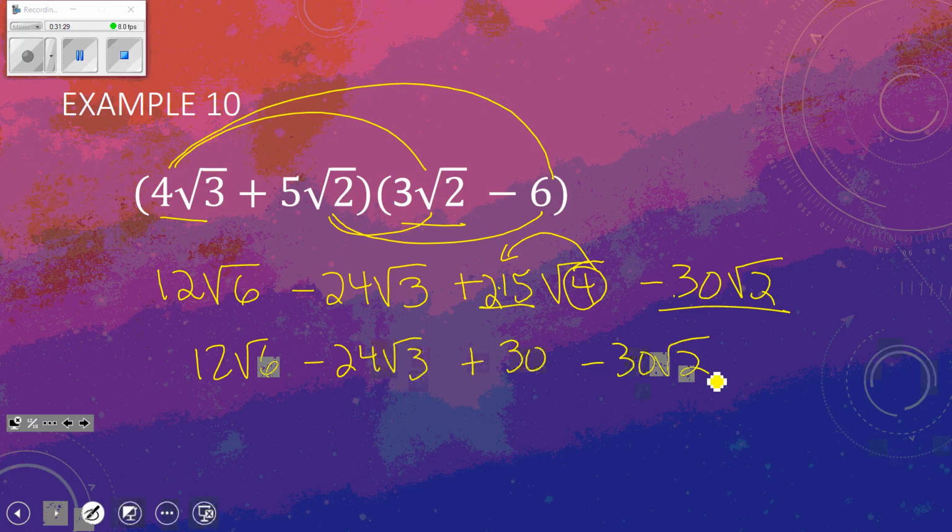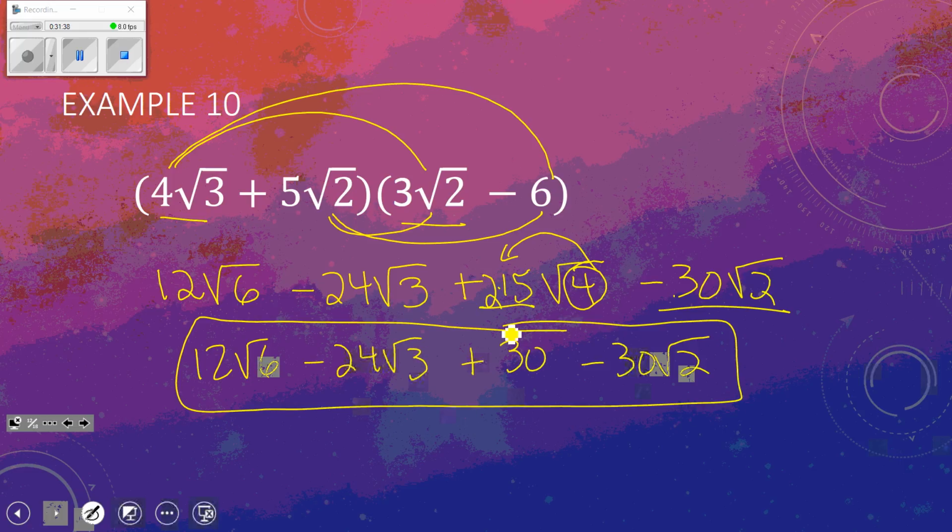Why not? One has a square root of 2 attached to it, one doesn't. They don't match, okay? So I will say at this point in time you are finished. You just FOIL it out and you are finished. All right, 2 more examples.